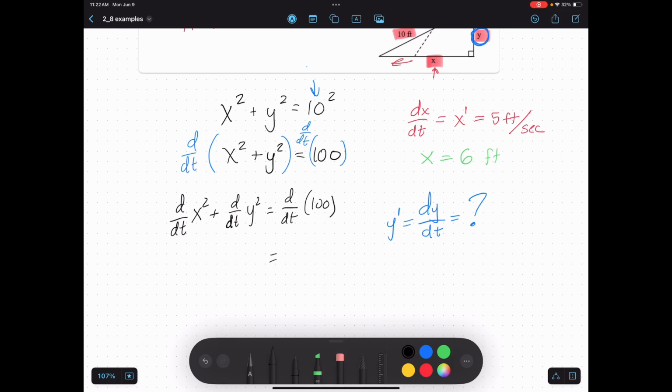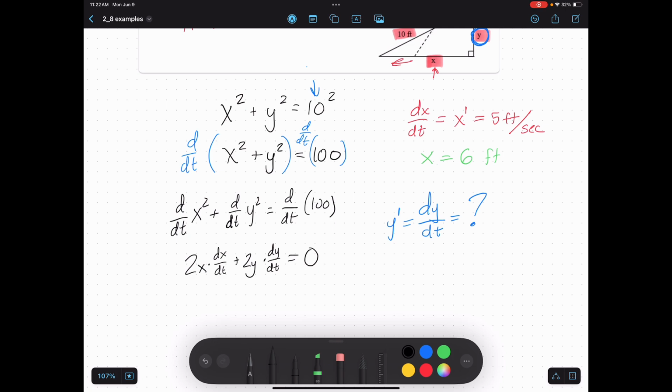We know what happens to the right side, it just becomes 0. But what about each of these derivatives on the left side? Since I'm taking the derivative in terms of time, I'm going to use implicit differentiation for both of these pieces. I'm going to take the derivative like normal, but then multiply by dx over dt, or x prime. Same thing with the other piece. You'll take the derivative like normal, but then multiply by dy over dt, or y prime. Okay, very nice. Now what?